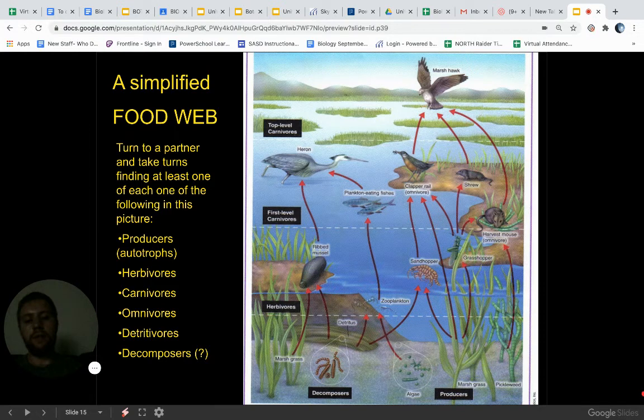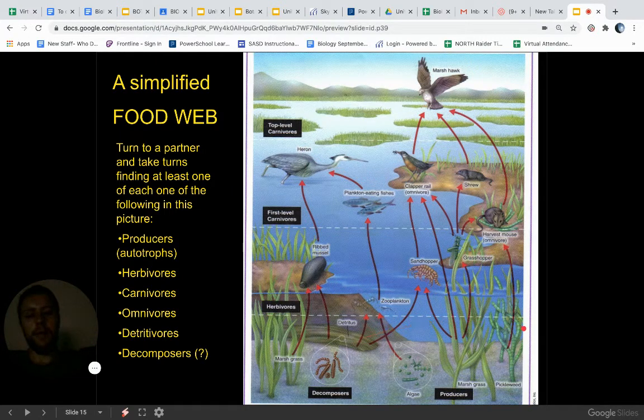So while food chains are simplistic and linear, food webs are complex and non-linear. However, we can find food chains from a food web. So for example, the marsh hawk eats the shrew, which eats the grasshopper, which eats the marsh grass. That is all a single food chain, right? But there are many food chains in a food web.